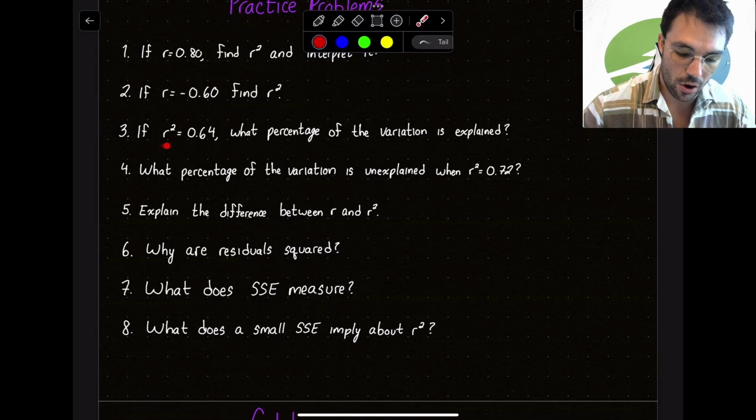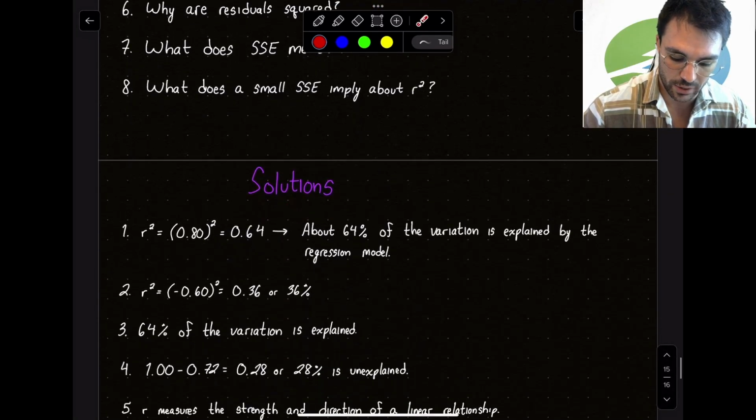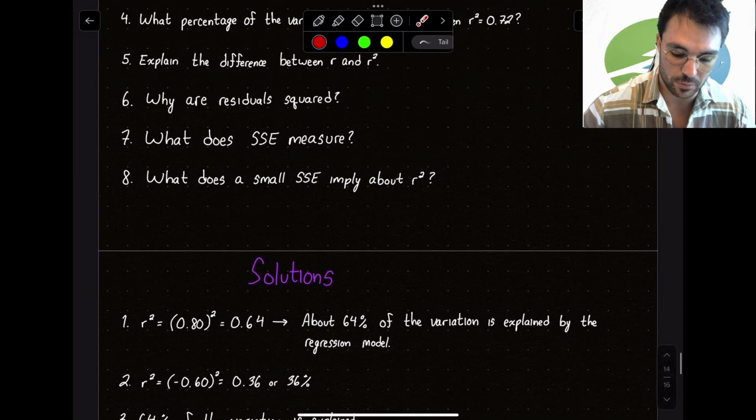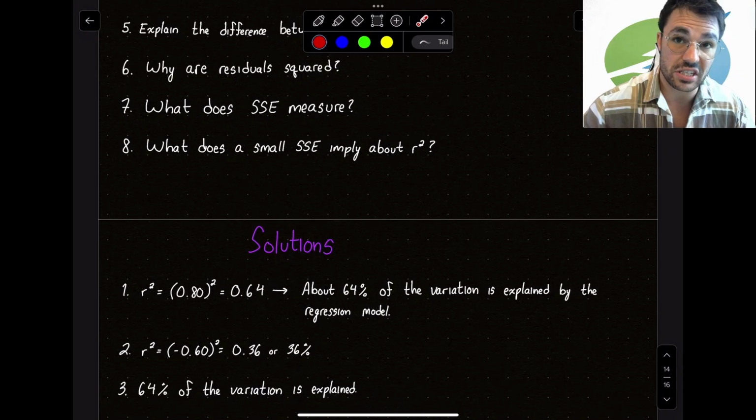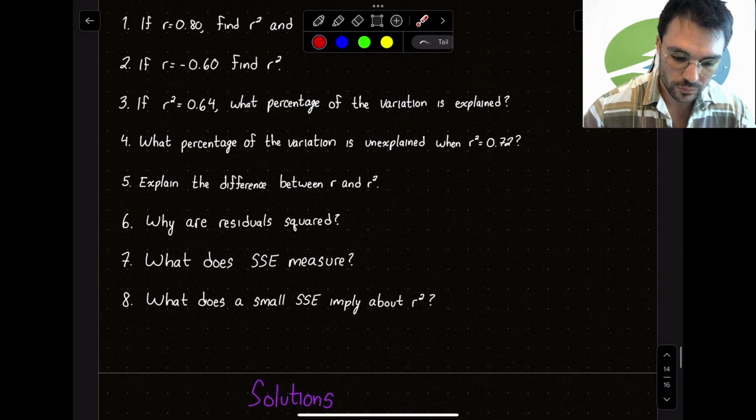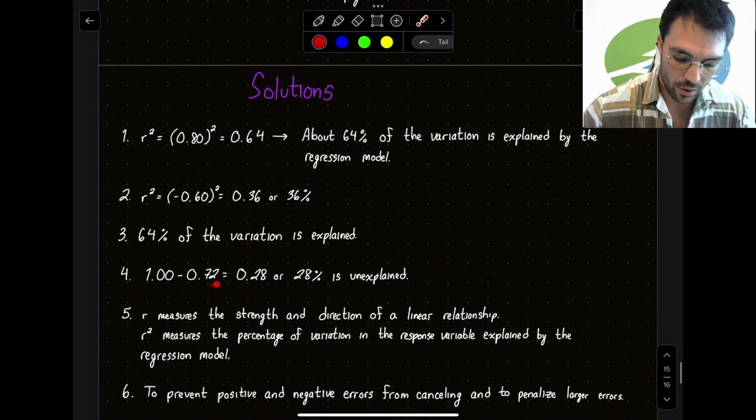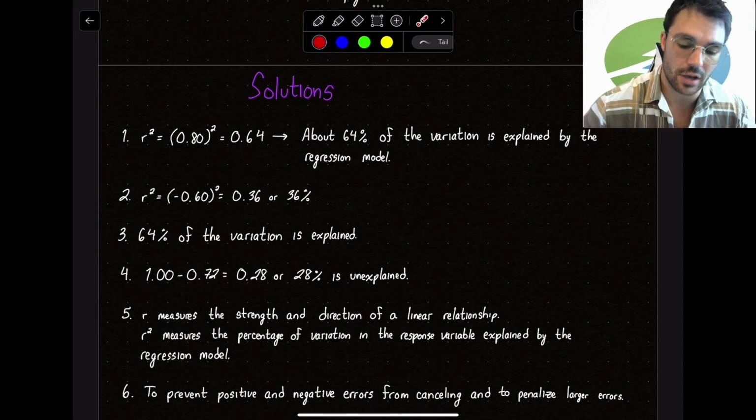Number 3, if R squared is 0.64, what percentage of the variation is explained? That is the explained percentage. 64% of the variation is explained. And that would mean 36% is unexplained, to give us 100% in total. Number 4, what percentage of the variation is unexplained when R squared equals 0.72? We do 1 minus that value, which gives us 0.28, which means 28% is unexplained.